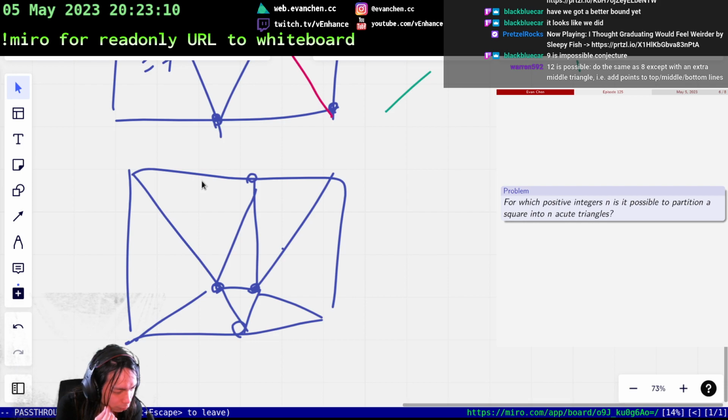Do the same except with an X. Oh, 12 is possible. Okay, do the same except an extra middle. Add points to middle, top, middle. Wait, what?